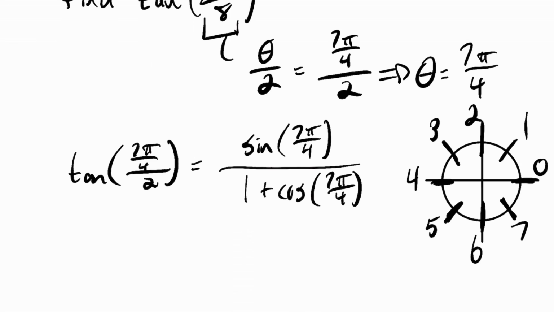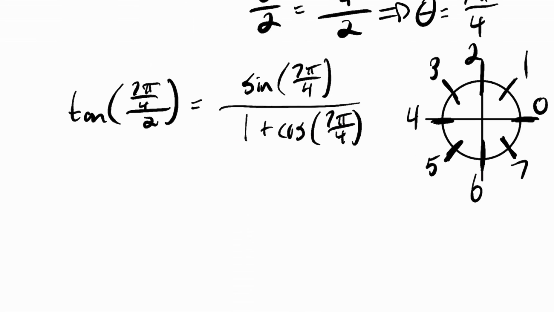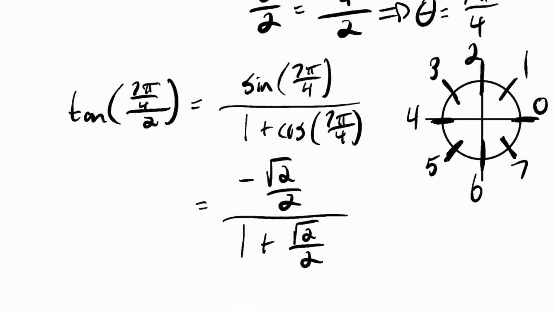So I know, because I'm dealing with a multiple of pi over 4, that sine and cosine will both be root 2 over 2, but plus or minus root 2 over 2, right? Since I'm in quadrant 4, I know that sine is negative, cosine is positive. So I know that this is negative root 2 over 2 over 1 plus root 2 over 2.